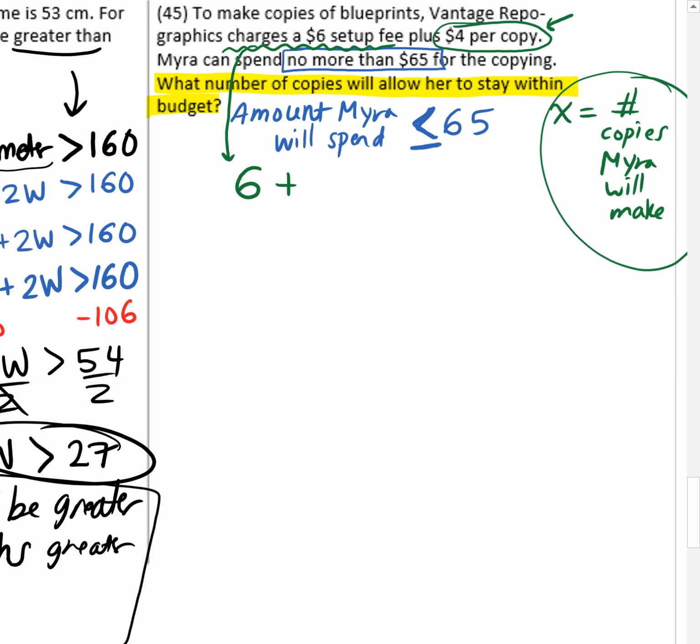So I guess if it's $4 per copy and she makes X copies, then 4 times X would be how much she's spending on those copies, right? Let's say it's not X copies, let's say she made 5 copies. Well, how much would she spend? It's $4 per copy, and she made 5 copies, 4 times 5. But since we don't know the number of copies, it's just 4 times however many copies she made. So this must be the inequality we're trying to solve here.